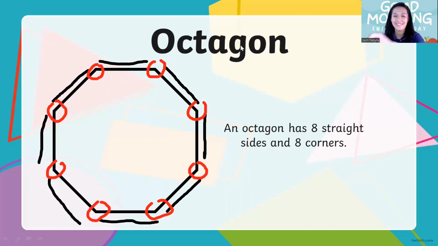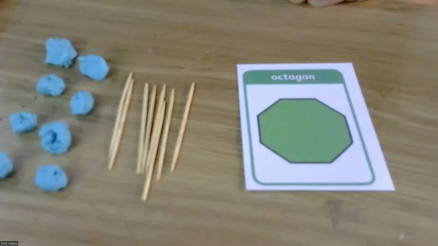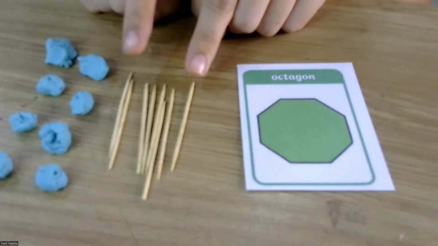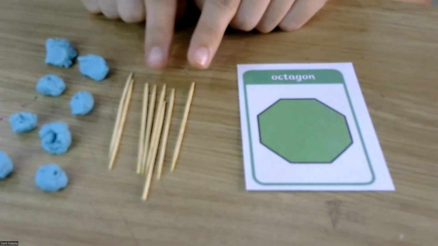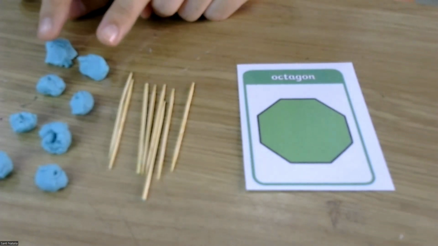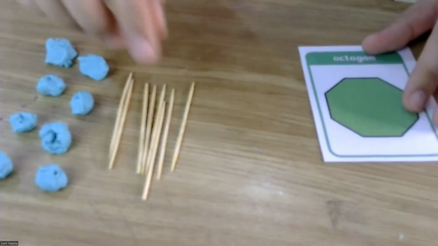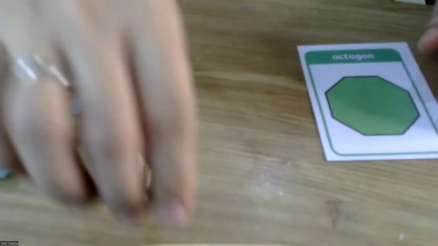Octagon. Yes, this is an octagon. Now, can you show me octagon on your card? Yes, this is an octagon. Now, let's make octagon, children. You can prepare 8 toothpicks and 8 corners. Octagon. All right. Now, let's arrange the toothpick.